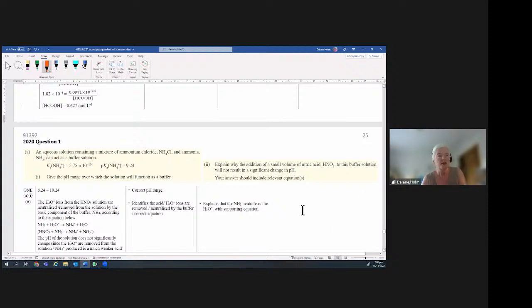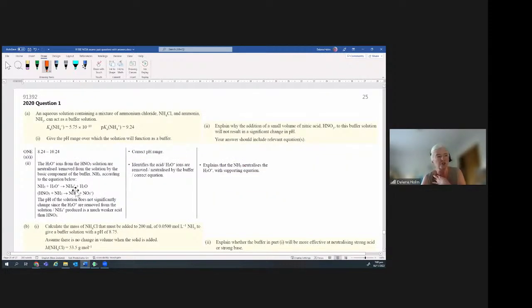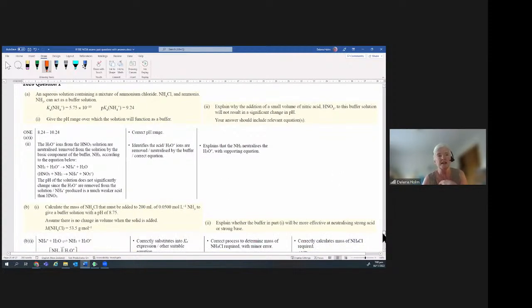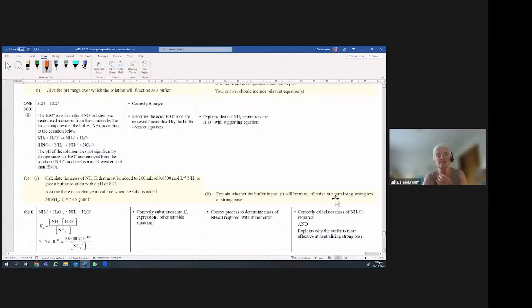And then whenever you're explaining how a buffer works, please always give equations. Explanations, always think, have I added an equation? Can I add an equation? They might, as I say, ask you little things like, explain whether the buffer in part 1 is more effective at neutralizing strong acid or strong base.